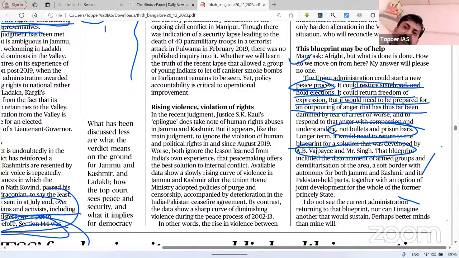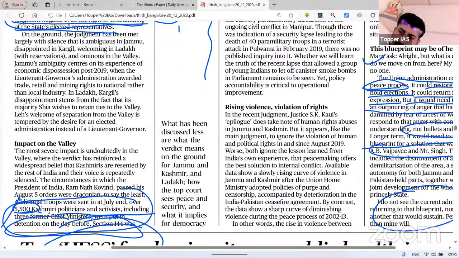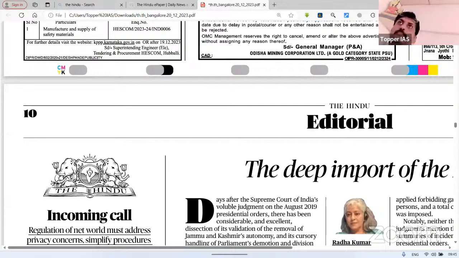So they are suspecting the current government is not at all ready to do that. Maybe, I don't know.